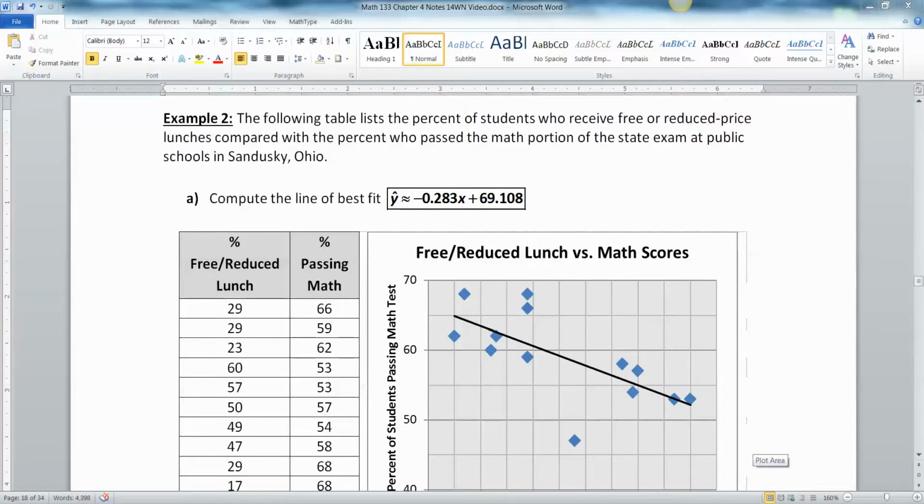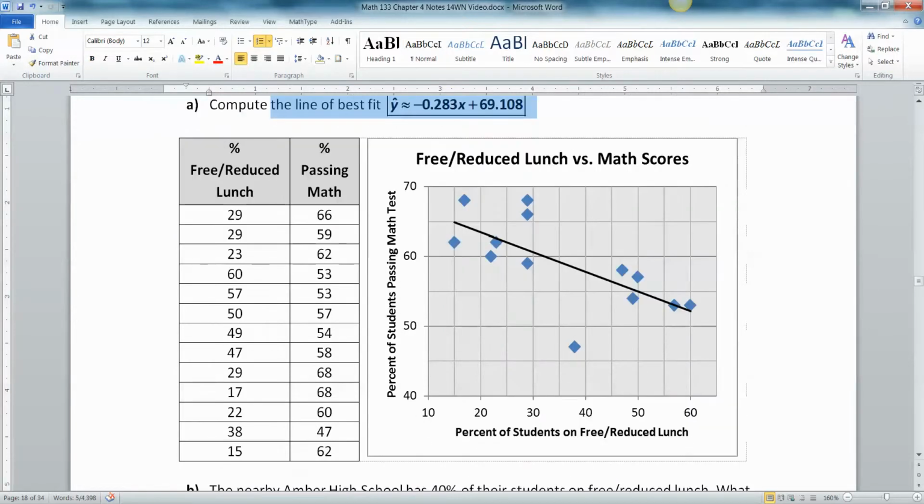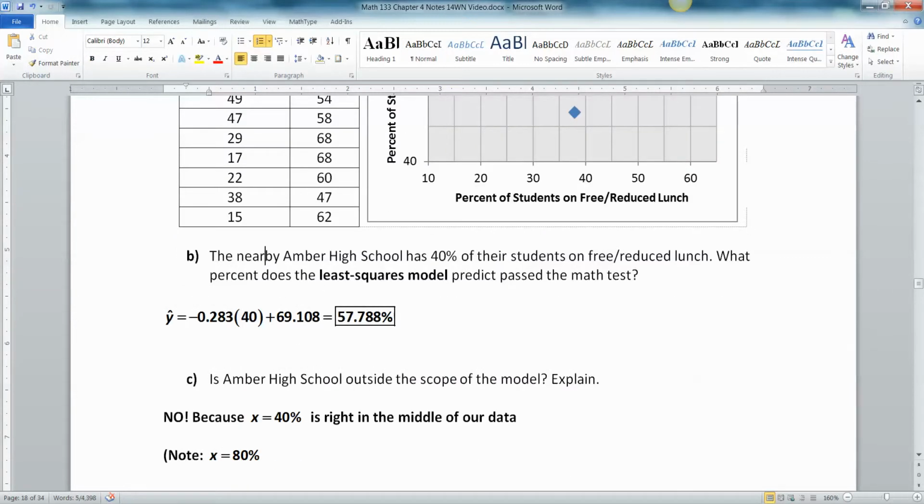Okay, so we're going to dig deeper into this data with the free reduced lunch and the passing math. So remember, the calculator calculates the least squares regression line. And then we're going to use that regression line. It says the nearby Amber High School has 40% of their students on free reduced lunch. What does the least squares model predict for the math test?